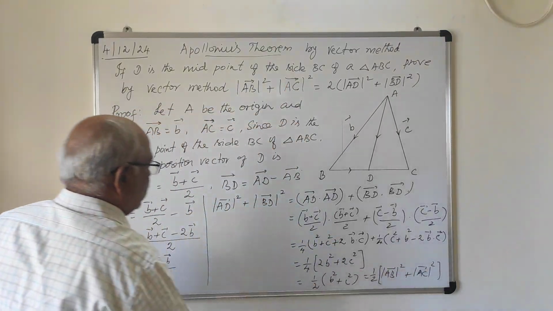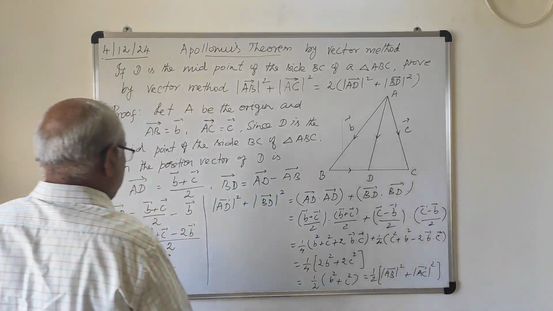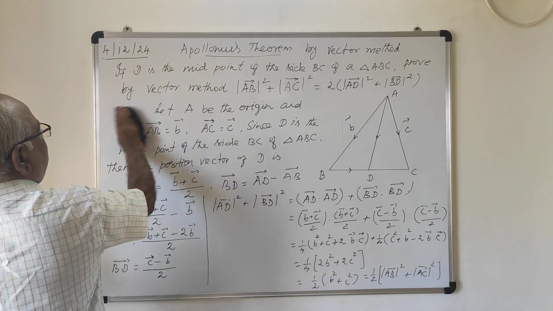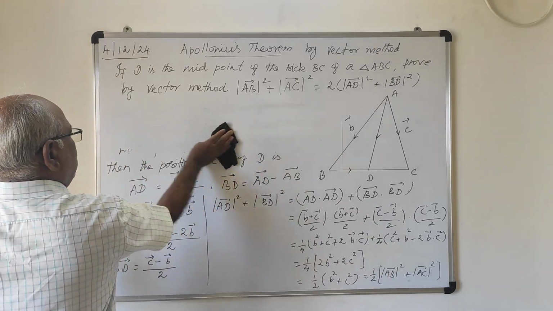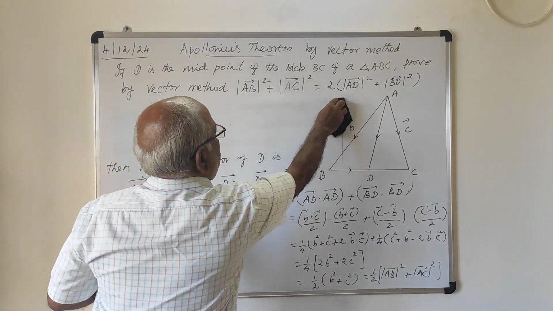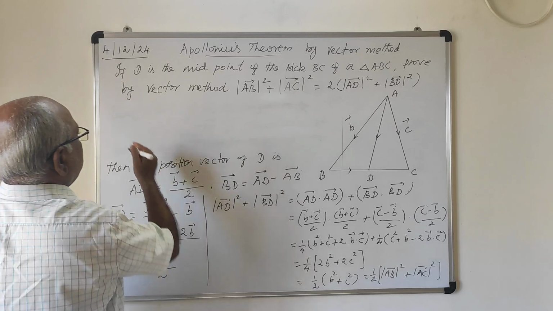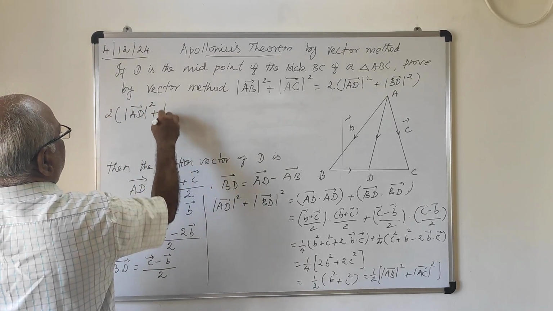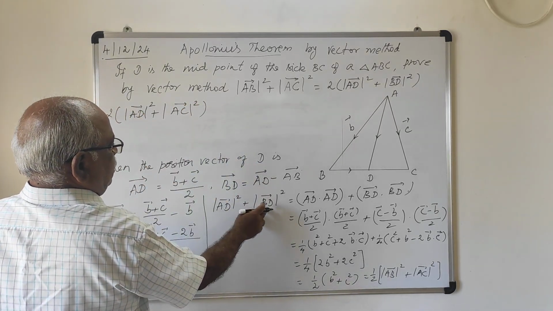From this step, you can rewrite: if you bring this 2 to the right hand side, it becomes 2 into (mod AD square plus BD square), because already you have AD square plus BD square.